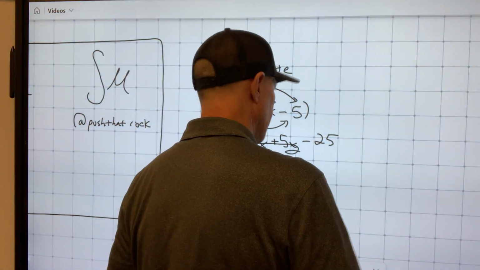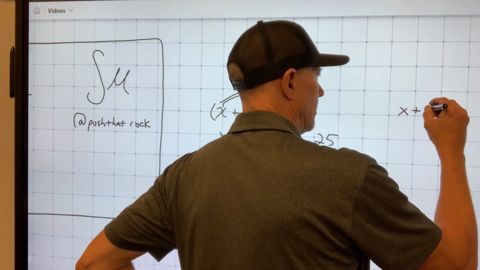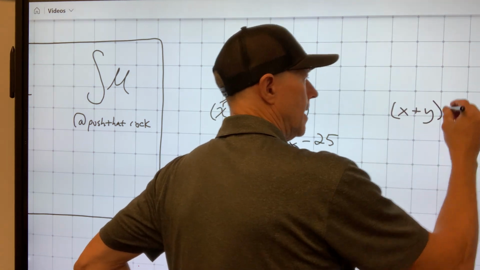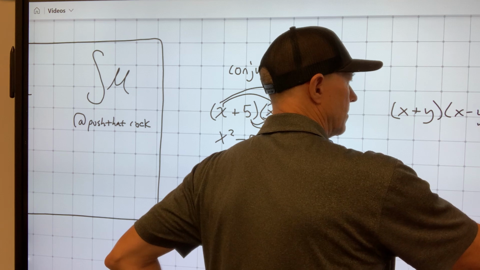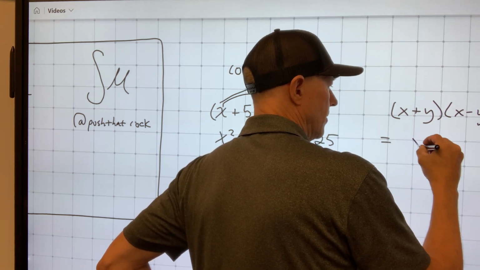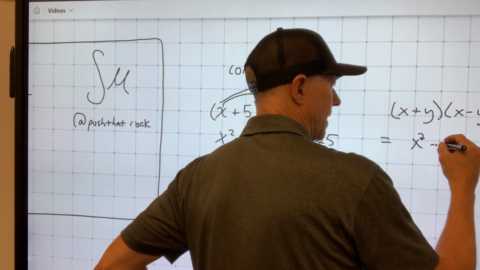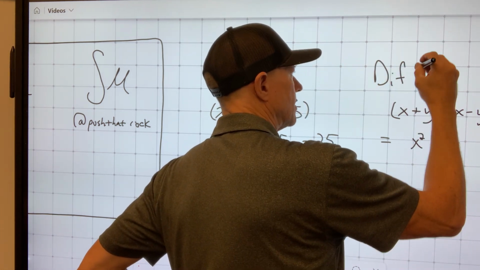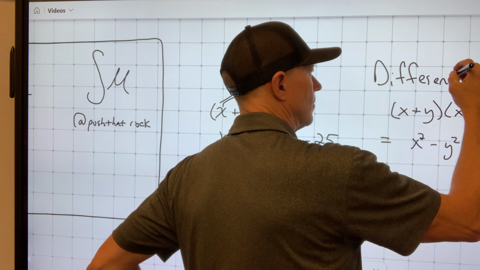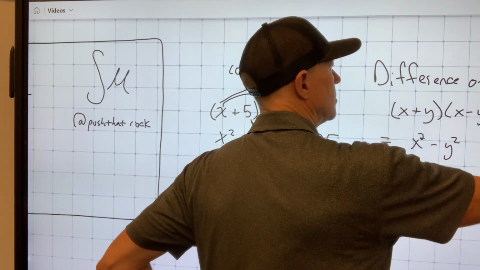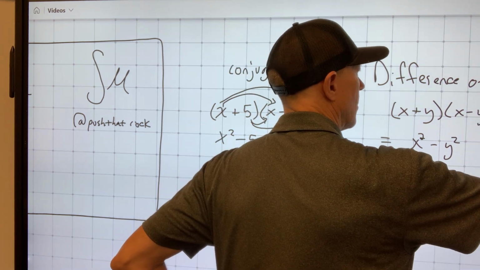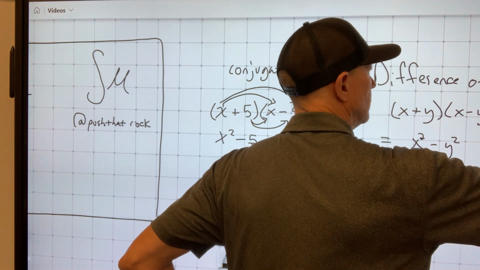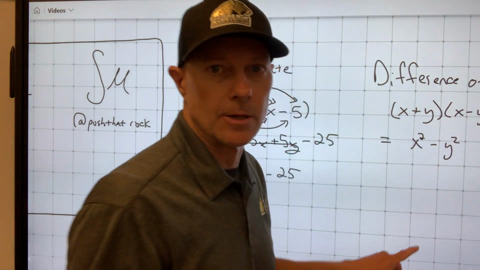So if I have a binomial, any binomial, and I multiply it by its conjugate, it will equal the first term squared minus the second term squared. This is called the difference of squares rule. Let's see if we can see all that on the screen.